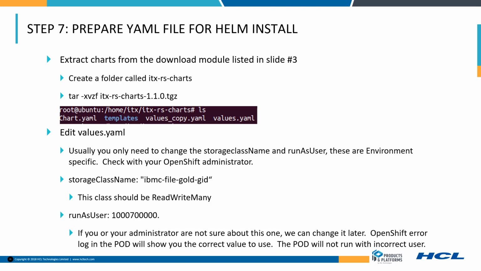Use an editor to modify some values in the values.yaml. The first change will be the storage class names, as it will be specific in each environment. This information usually comes from your Kubernetes administrator. Make sure the class is ReadWriteMany. This means that you can run the pod across clusters in high availability if needed.